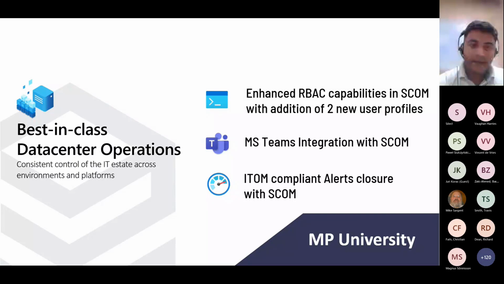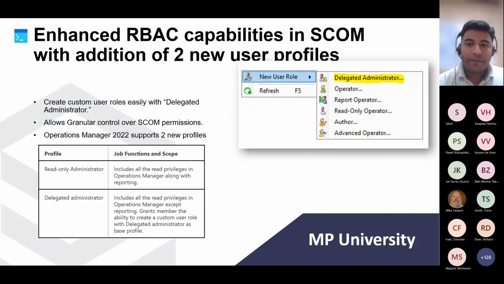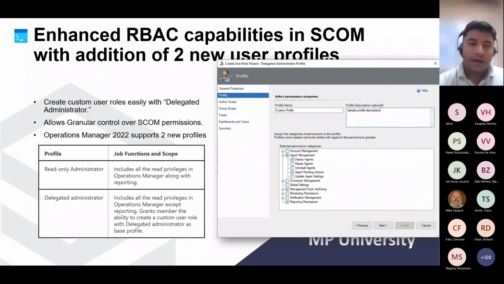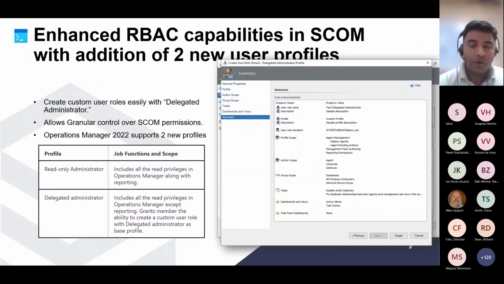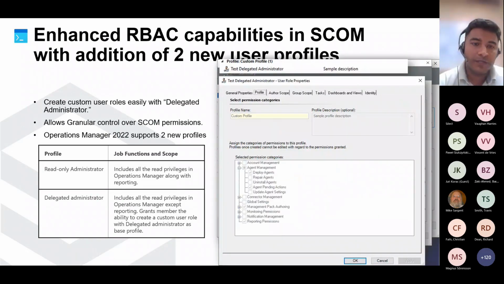Let's talk about the RBAC, which I mentioned earlier. With the delegated role, you can now choose what kind of permissions you want. You can finally choose between the permissions, and then you create the user role and add users into them. This was something which customers have been asking for quite a while, and we wanted to make sure that 2022 brings in all these newer features.